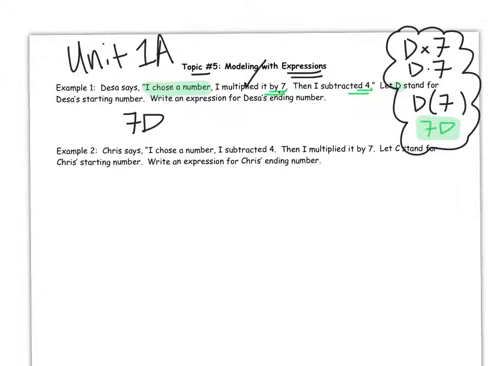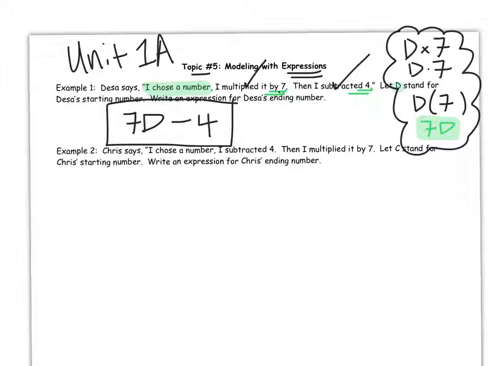And then it says, then I subtracted 4. So at the end of this, I'm just going to write minus 4. And this is an expression. We are done. That is our expression. If I plugged something in for D, I would be able to figure out what the ending number was.